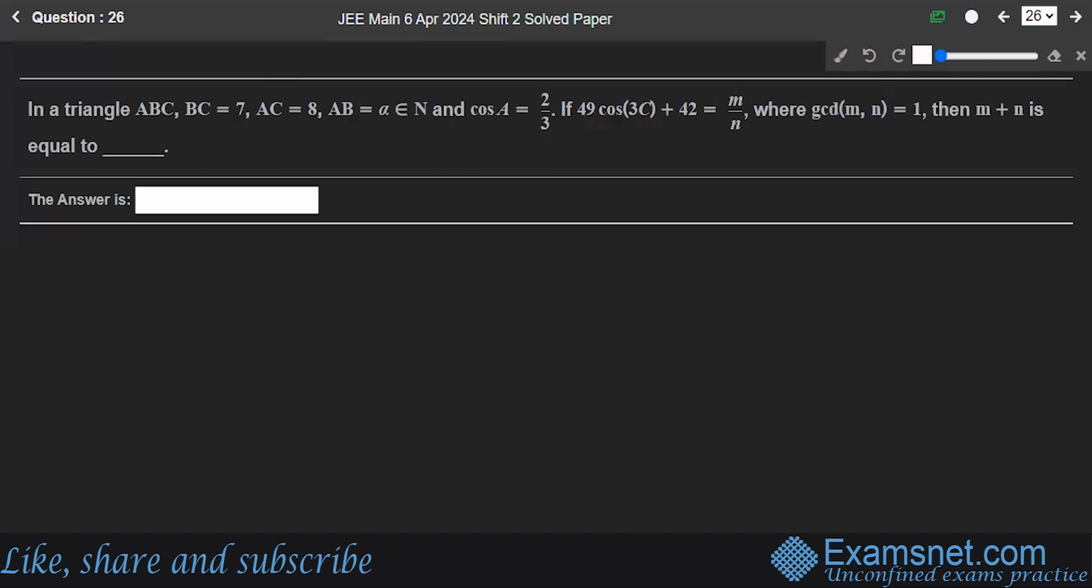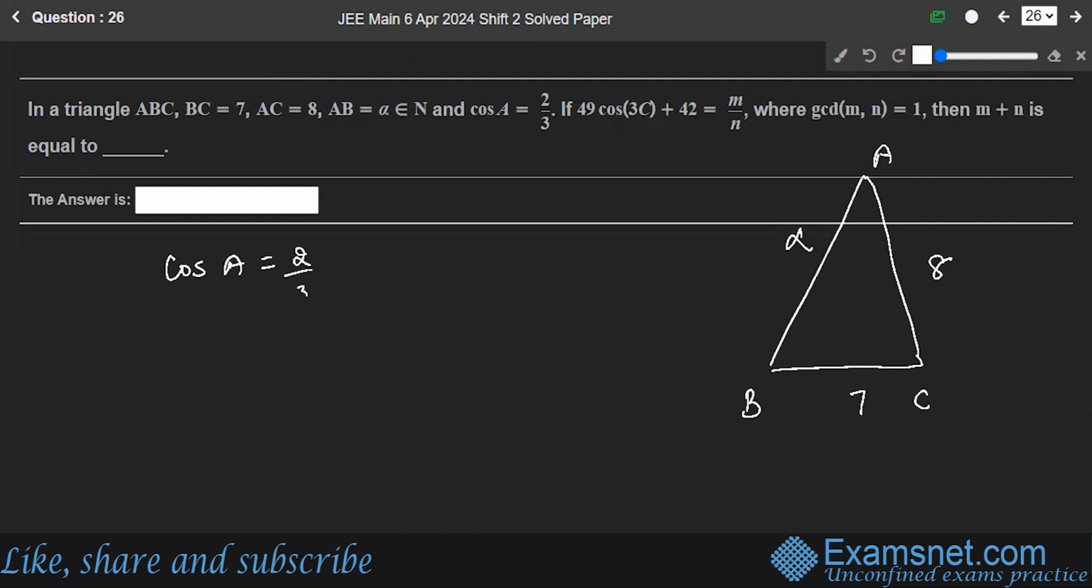Question number 26. In a triangle ABC, BC is 7, AC is 8. Let's make the triangle. So this is the triangle ABC. Here is A, this is B, and this is C. BC is 7, AC is 8, and AB is alpha. This belongs to natural numbers. Cos A is equal to 2 upon 3, 49 cos 3C plus 42 is equal to m by n. Then where the greatest common divisor between m and n is equal to 1, what is m plus n equal to?